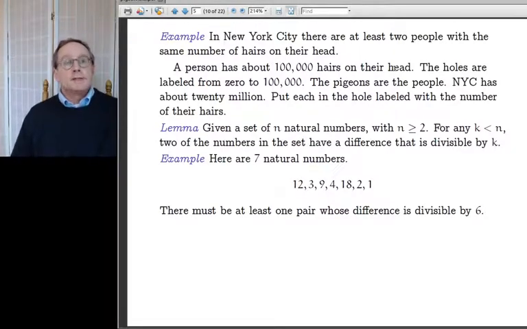All right, or maybe a less silly example, a lemma. If you give me a set of n natural numbers with n greater than or equal to 2, then for any number k less than n, 2 of the numbers in the set have a difference that's divisible by k. So you're giving me a set of n natural numbers. You might give me, for example, a set of 7 natural numbers, as in the next example.